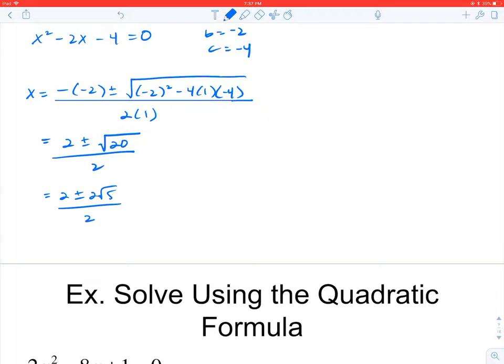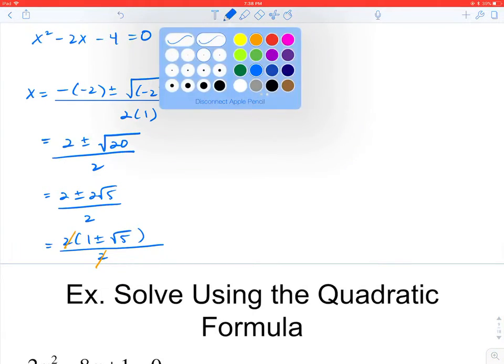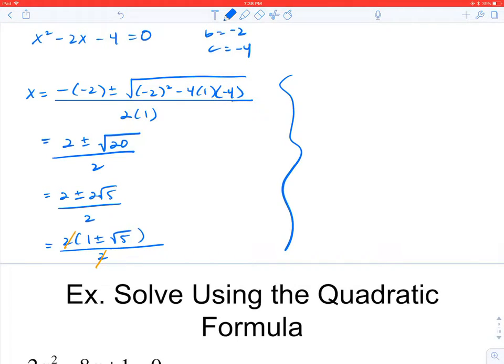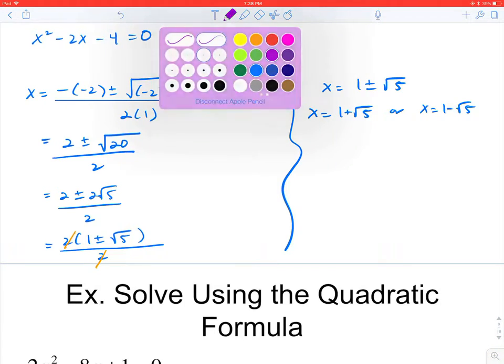So in the numerator, I check for a GCF. And I see that there's a GCF of 2 that I can factor out in the numerator. Once I've done that, I can see that the 2 will actually cancel with this 2. So I'm left with x equal to 1 plus or minus root 5. Okay, so x equals 1 plus root 5 or x equals 1 minus root 5.